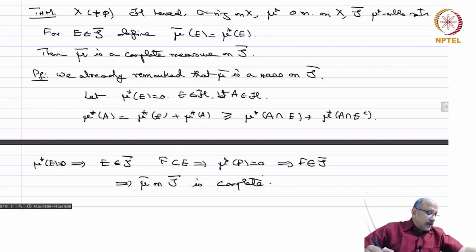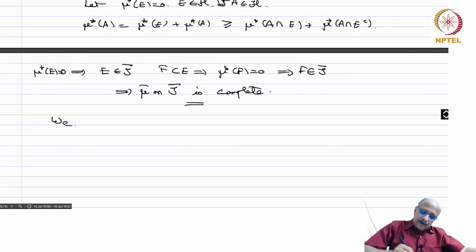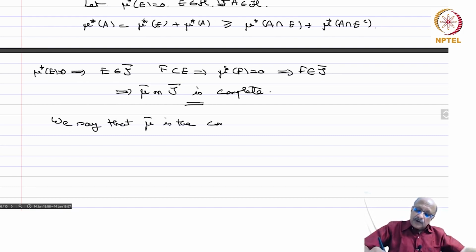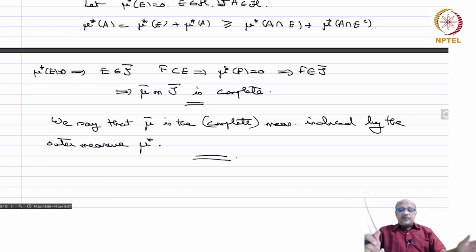Okay, so this completes the proof of the theorem. So we say that mu bar is the complete measure induced by the outer measure mu star. So our next step is clear.